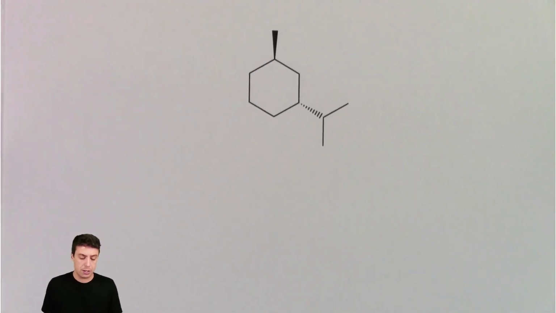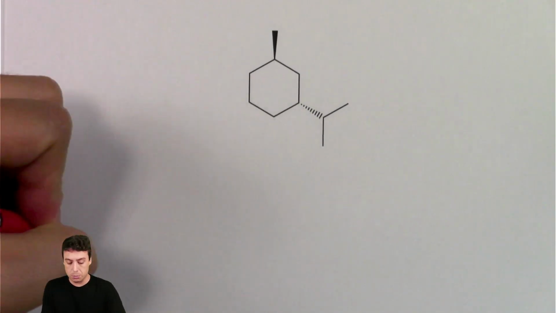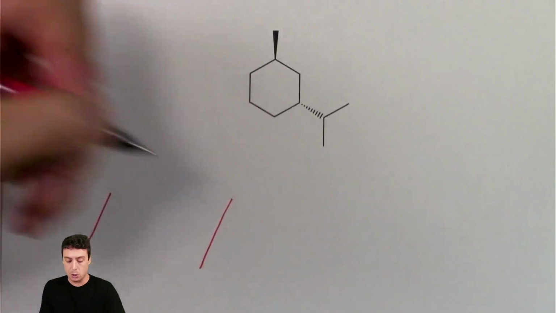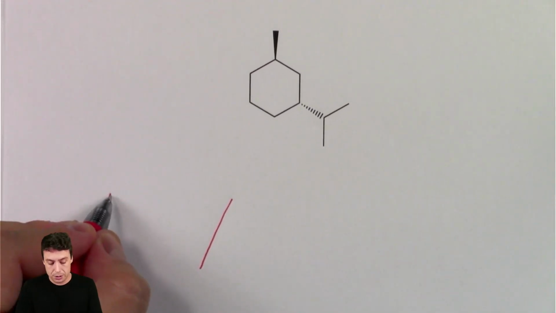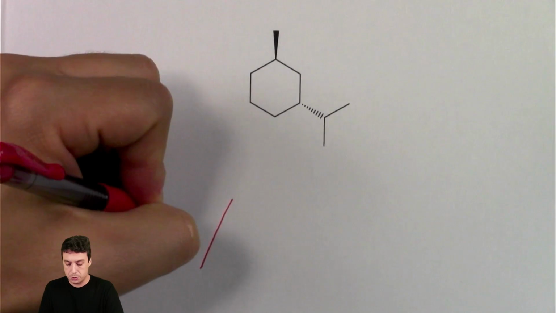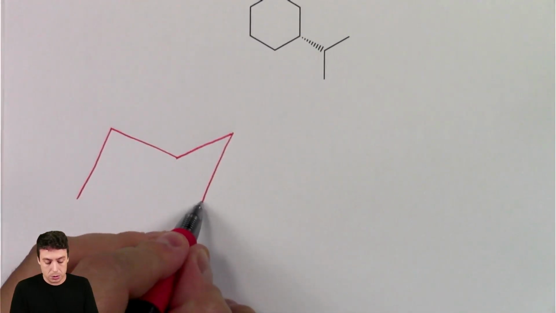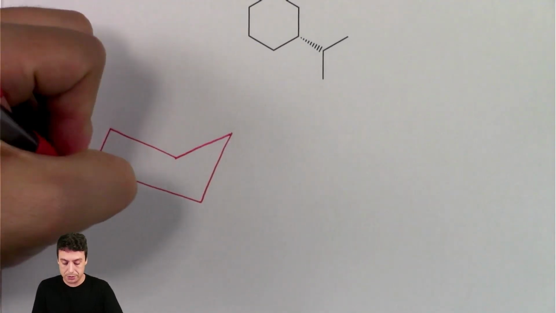All right, so first I'm going to go ahead and draw my normal chair on the left. I'm going to stick with my normal standard chair conformation. So I've got two parallel lines sloping towards the right, top left towards the middle, up to the top right. I'll move my head out of the way so you can see what I'm writing there. Then bottom right towards the middle, down to the bottom left.